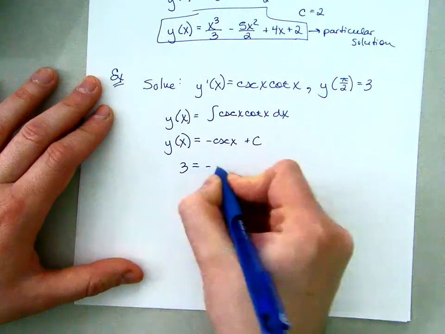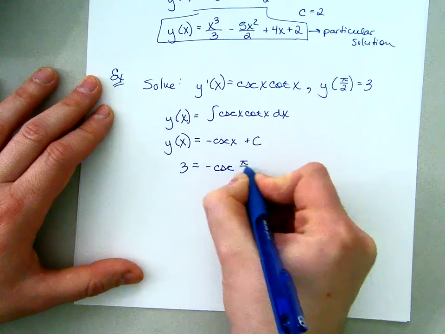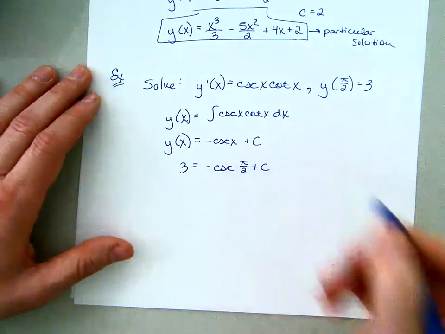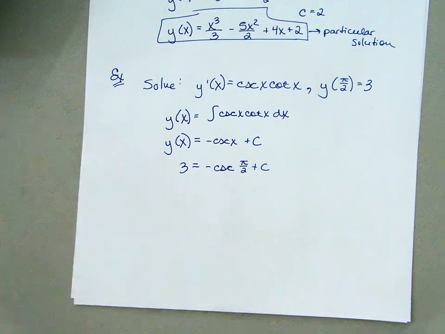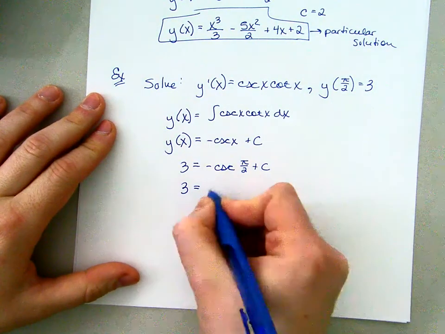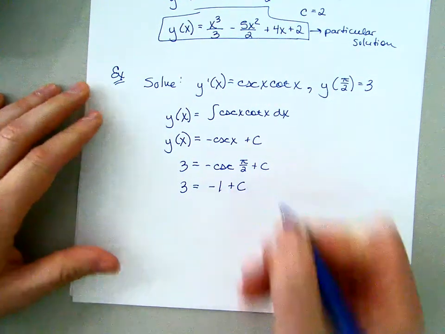Okay, so here we go. 3 is going to equal the negative cosecant of pi over 2 plus the constant. I don't want to think about cosecants, I want to think about sines. What's the sine of pi over 2? 1. What's 1 over that? Still 1. You are going to get 3 equals negative 1 plus a constant.